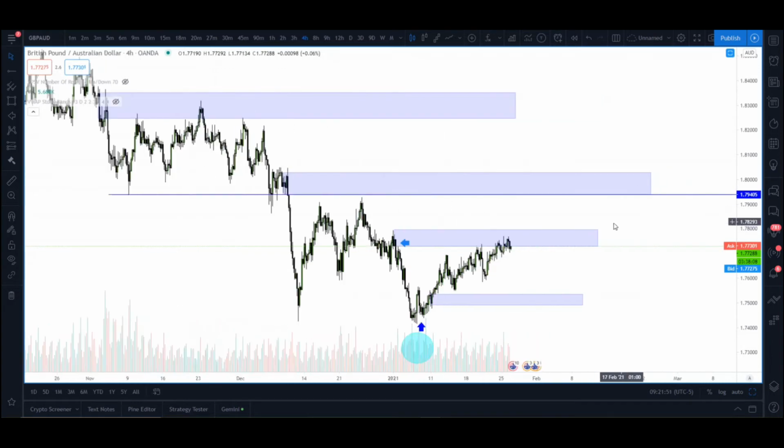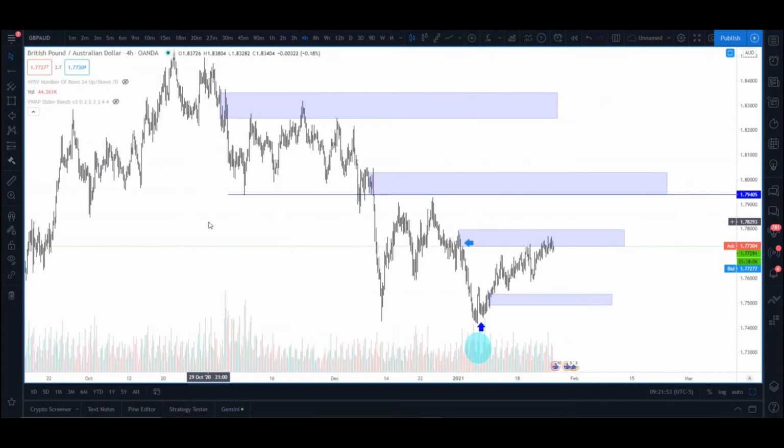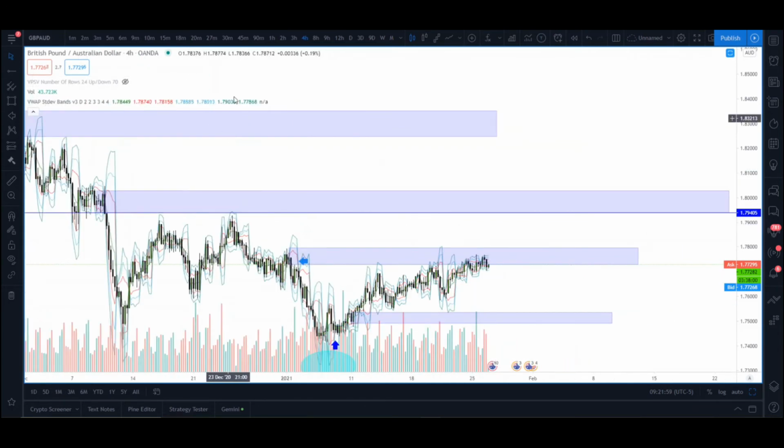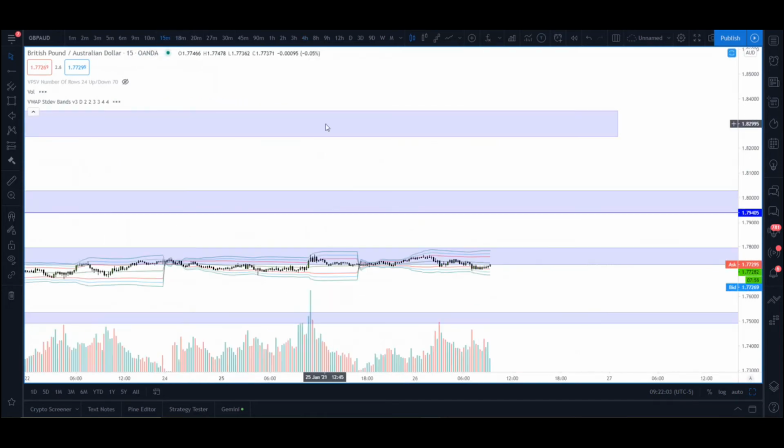So that's part one, right? Part two of volume in Forex is we're going to use the VWAP bands, right? I've got them on the 4 hours, so I've got to come down.